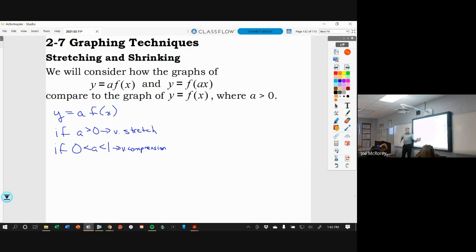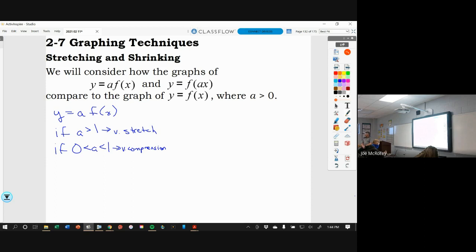If a is greater than 1, then it's going to be a vertical stretch. I said this all day and didn't catch it till just now. It's because of the way the book talks about it.